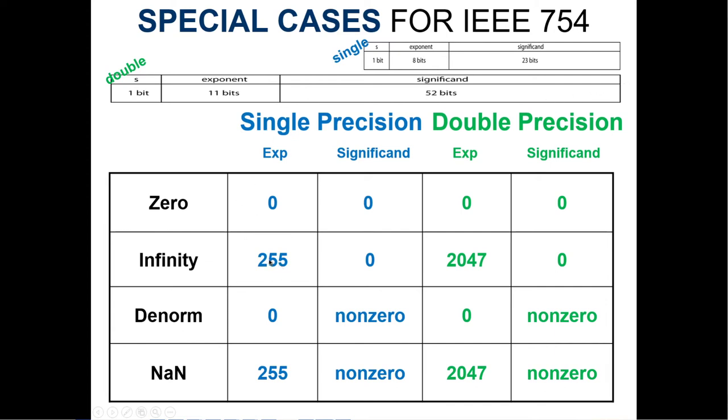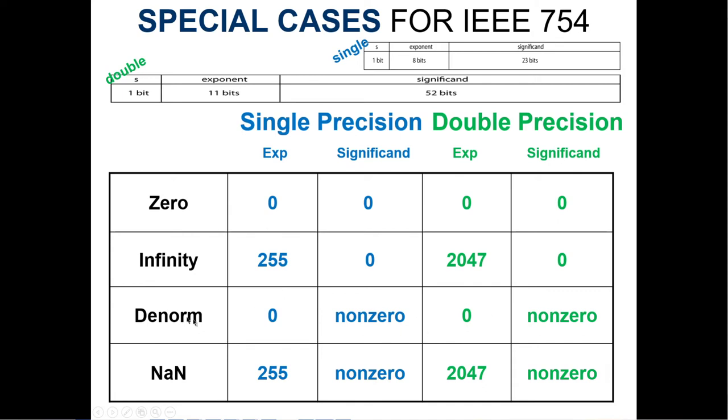Infinity has the maximum exponent, which in single precision is 255, and in double precision is 2047. But the significand is 0. That's plus and minus infinity, because you still have a sign bit. But you can't get plus or minus 0; the sign bit, I think, for 0 has to be a 0. All right. And then we have something we call not a number. That's when you divide by 0 or something like that. And in this case, the exponent is maximum, but the significand is non-zero.